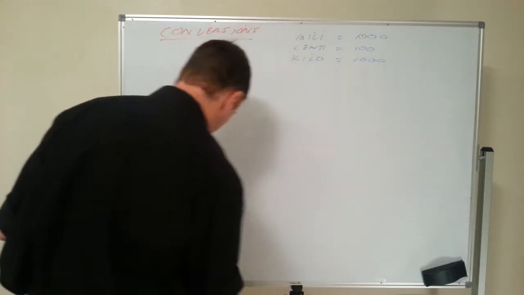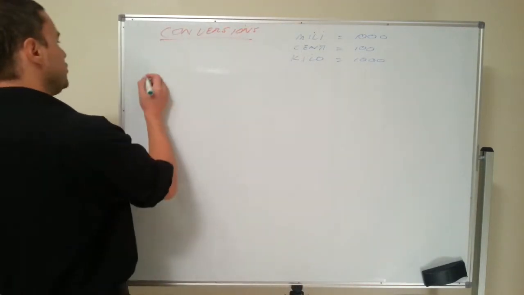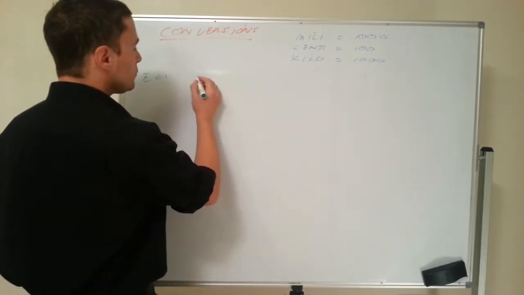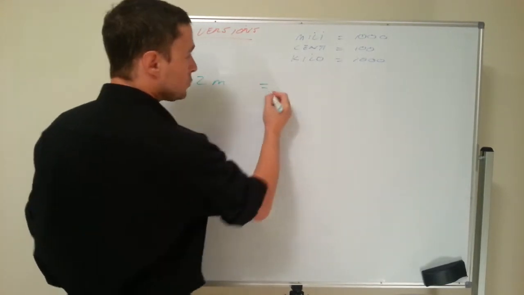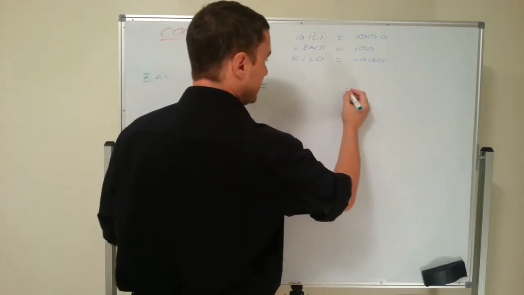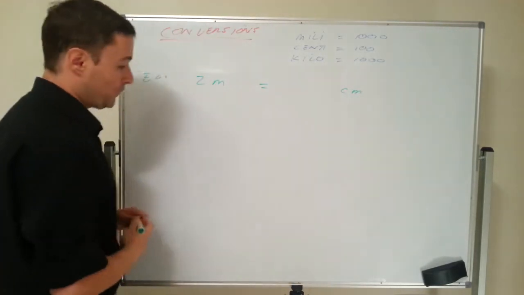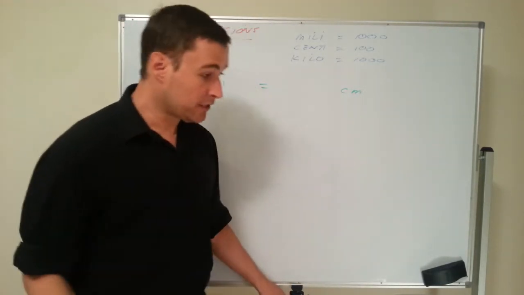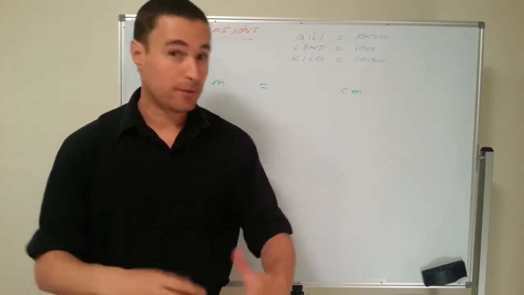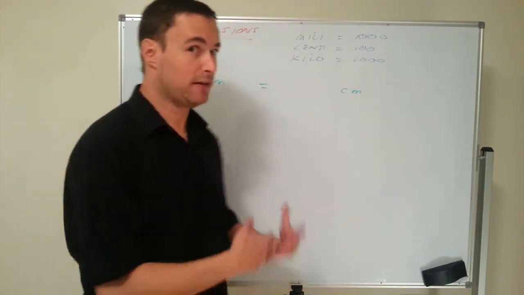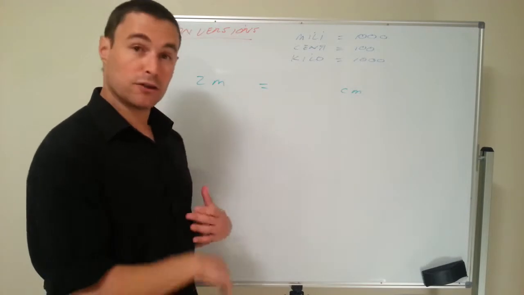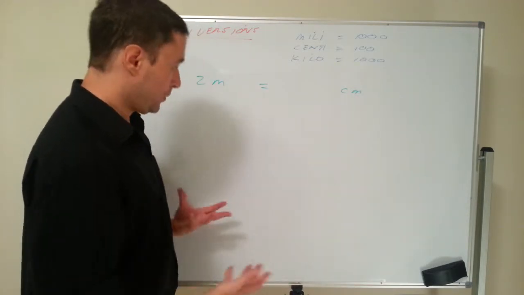And let me show you what I mean by this. So here's a question, e.g. Okay, convert 2 meters into centimeters. Now, I hope that most of you are going, oh, there's 100 centimeters in a meter, so it's got to be 200 centimeters. Yeah, absolutely. But I'm going to use this to explain how I go from one to the other. So it doesn't make a difference what you're doing, you can convert this.